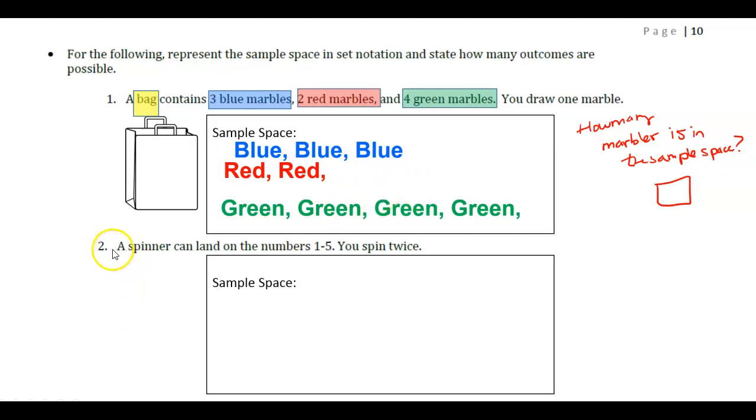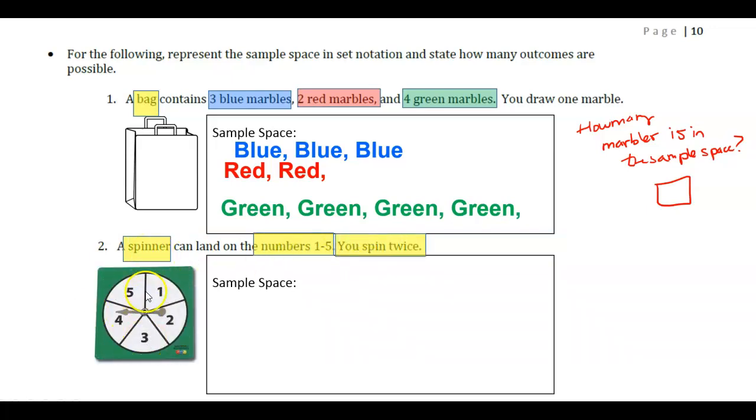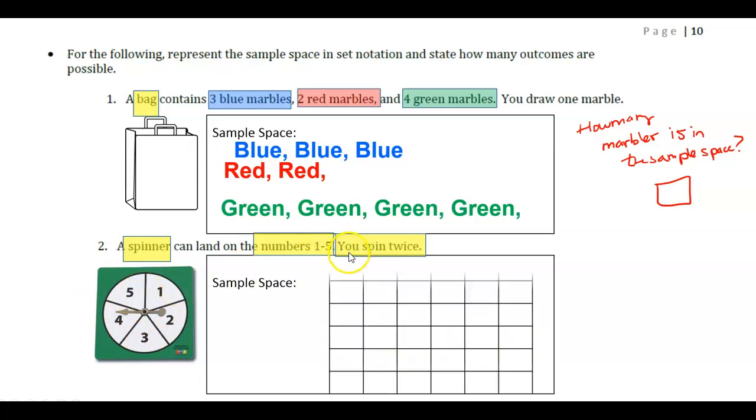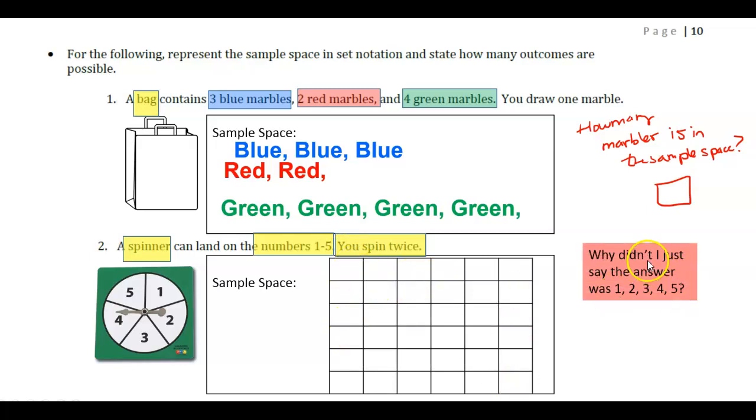All right, so let's say we have a spinner. Let's highlight. And just so you know, we're going to spin this thing twice. So it's a spinner, so it spins and then it lands on one of the numbers. Since we're going to spin it twice, we're going to make a grid. And why didn't I just say the answer was 1, 2, 3, 4, 5? Well, as you can see, am I spinning once or twice? Twice. So yes, my number could land on 1, 2, 3, 4, or 5. But on the second spin, it could also land on 1, 2, 3, 4, or 5.